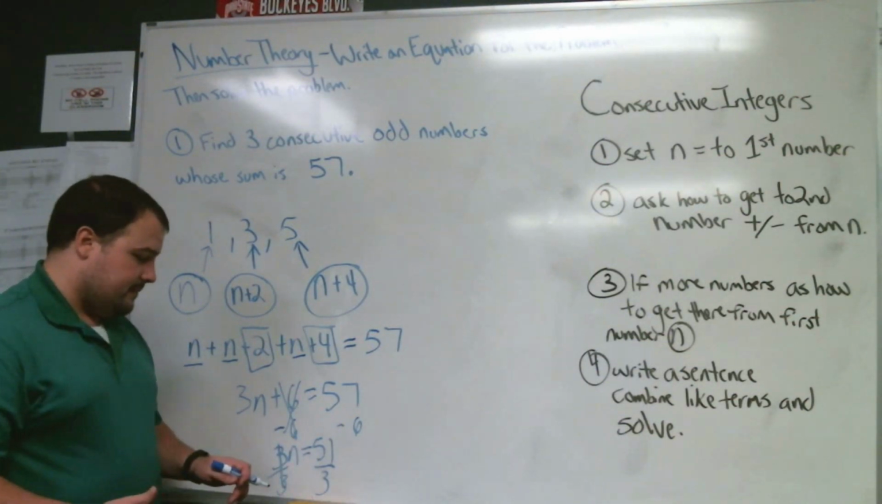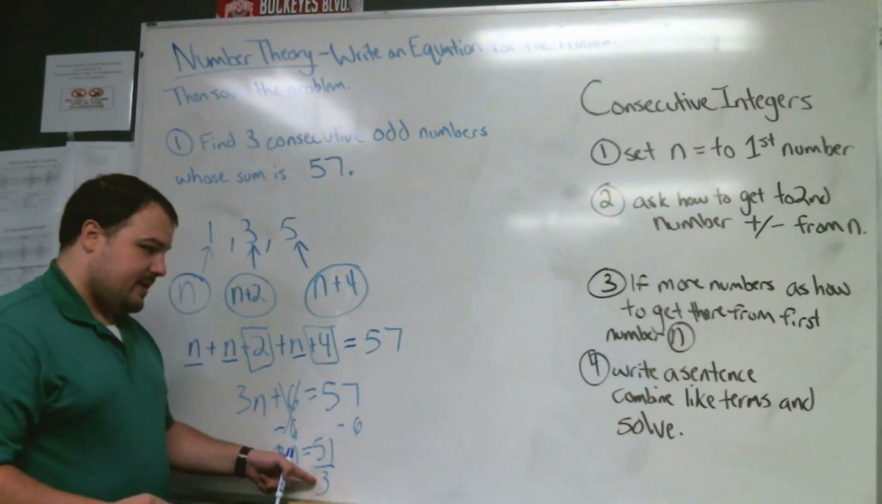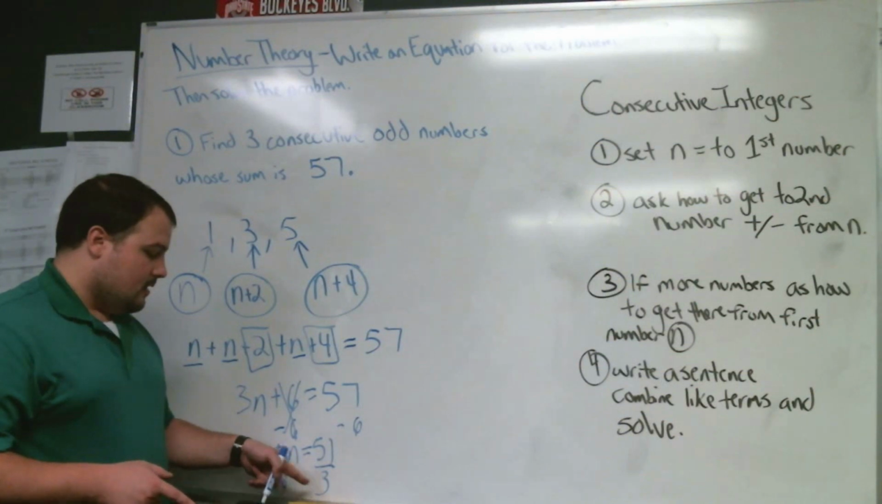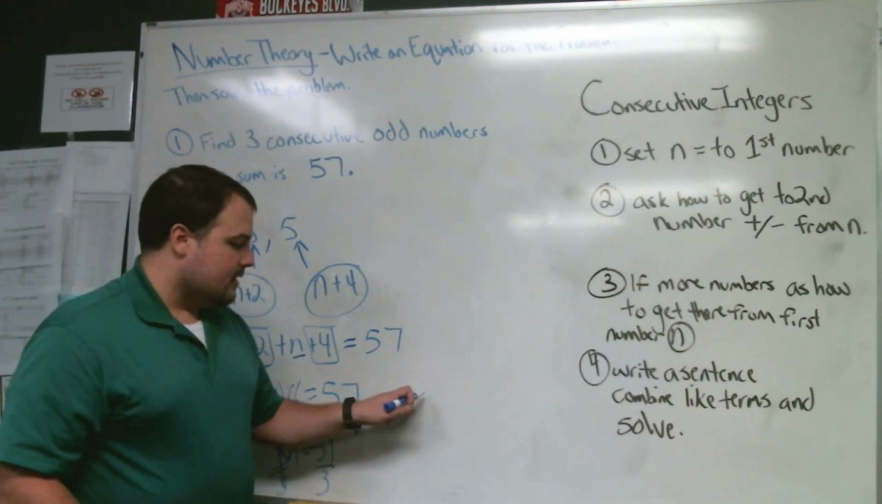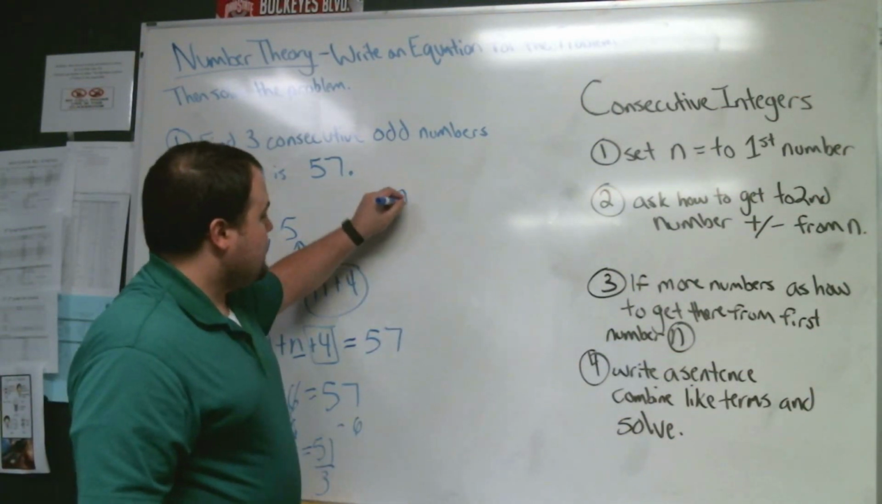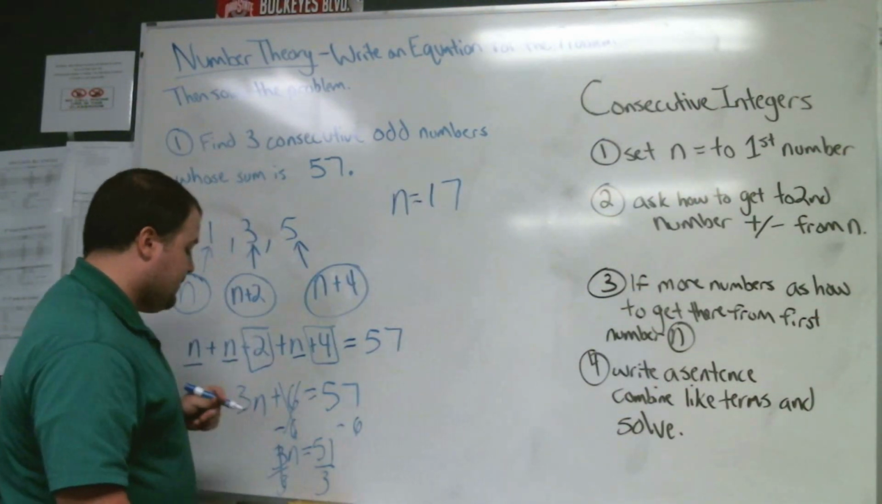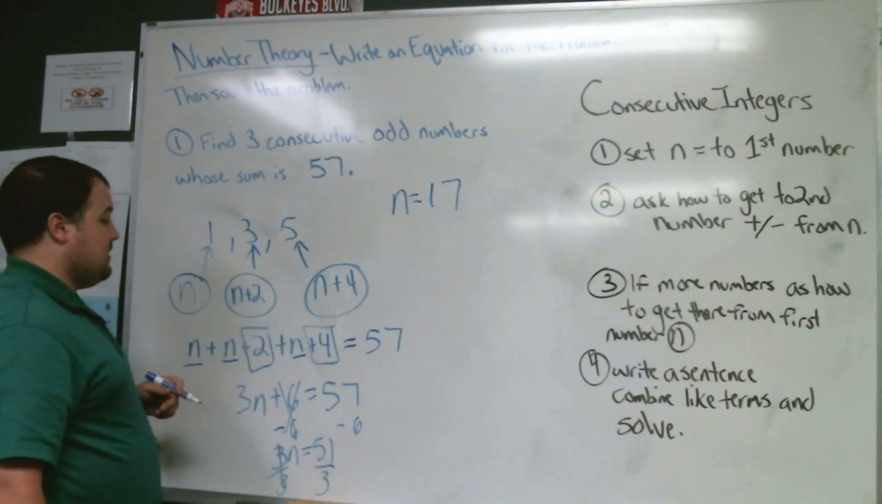Okay, so 51 divided by 3. 5 can divide by 3 one time. So I have 21 left. 21 divided by 3 is 7. So our first number for the letter n is equal to 17. Because 51 divided by 3 is 17.